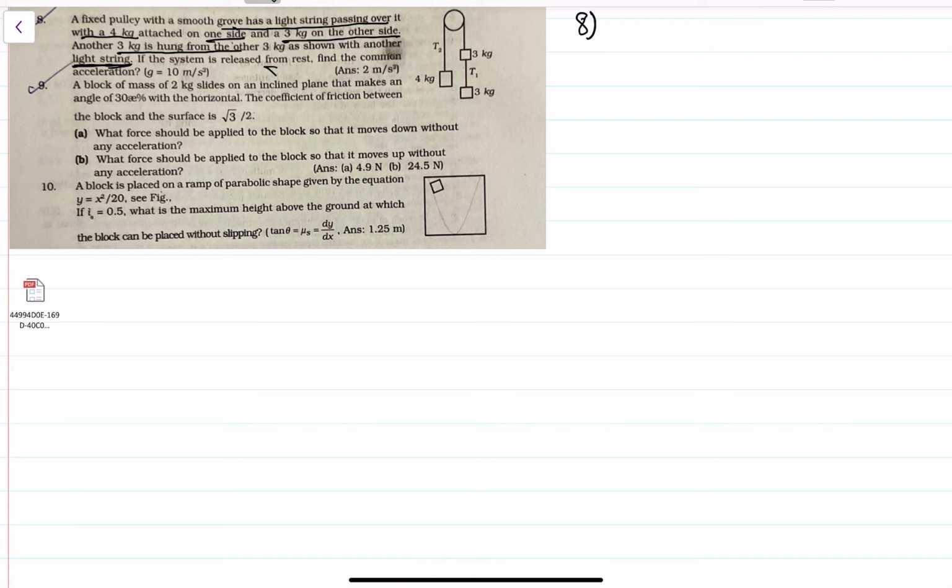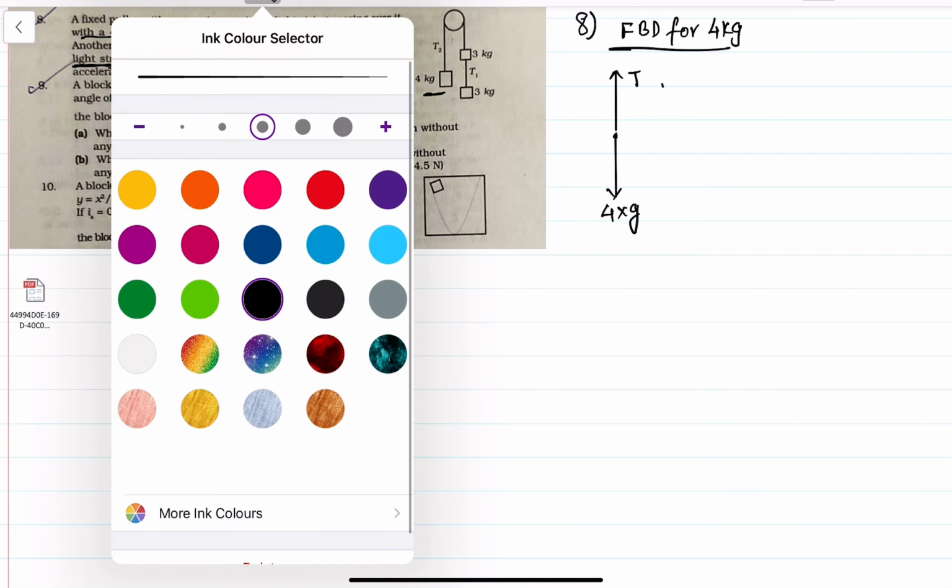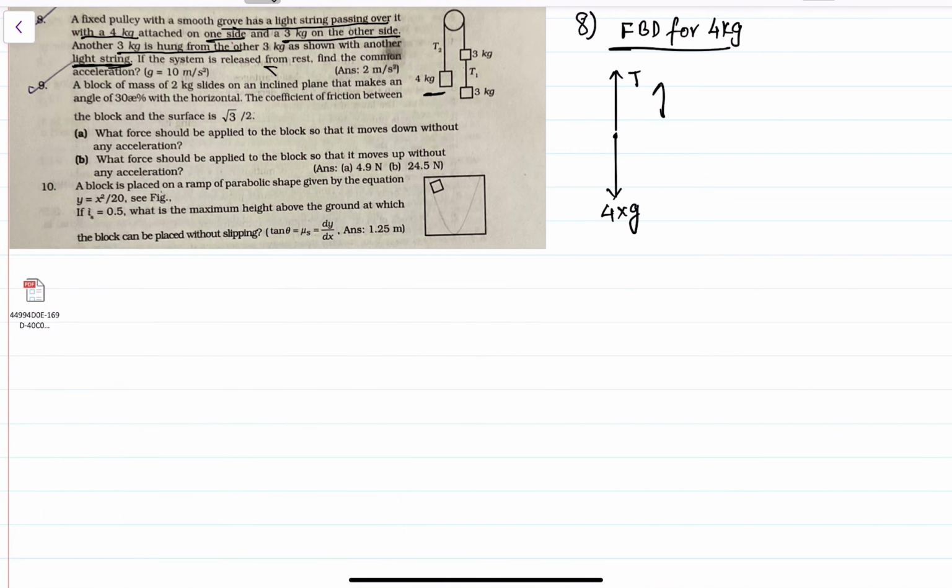So on the left side, the 4 kg mass is there. I'm drawing the free body diagram for the 4 kg mass. Tension is acting upwards, and downward is 4 into g, that is m into g. M is 4, and g is the acceleration due to gravity, right?